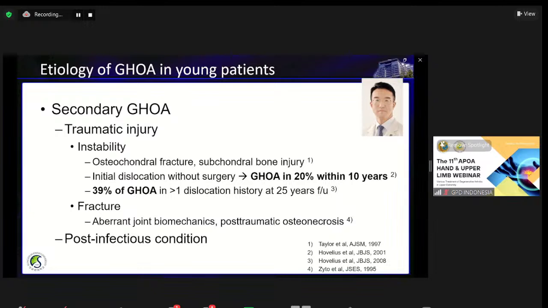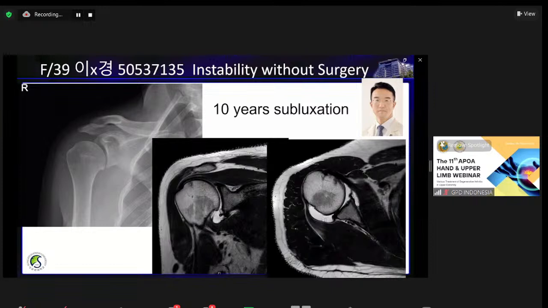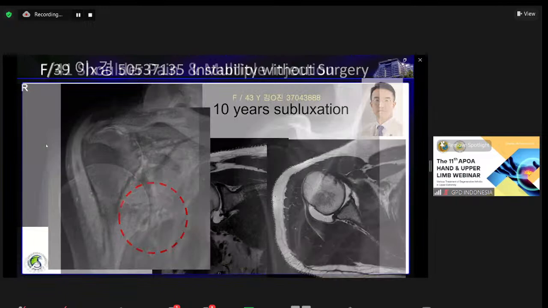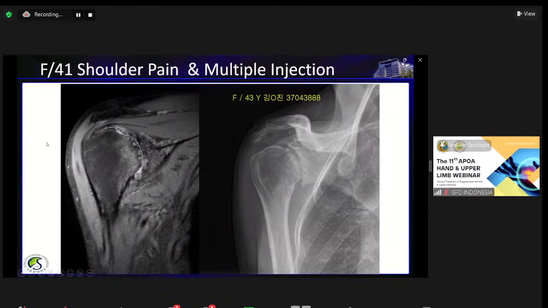And usually glenohumeral arthritis occurs in 20% in 10 years with dislocation. In 25 years, it's about 40%. So it's quite a big number considering their age. This is a 39-year-old female who did not have surgery and had dislocation for 10 years with subluxation. You can see there's arthritis developing. And this is a 41-year-old who had multiple injections for shoulder pain, developed a low-grade infection, and then developed arthritis.